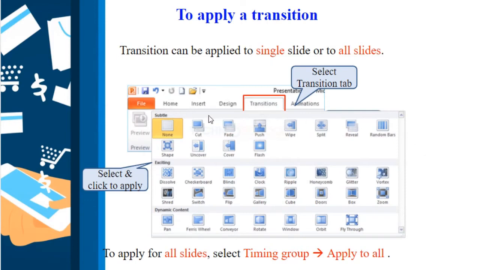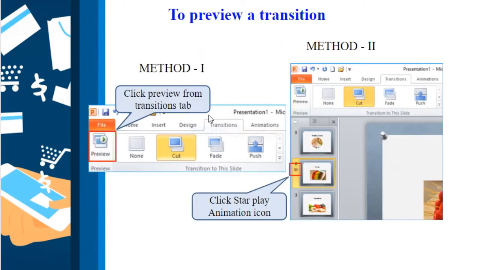To preview a transition, there are two methods available. You can preview the transition for the selected slide at any time using either of these two methods. First one, click the Preview command on the Transitions tab. Second method is to click the Play Animations icon, the star icon, that appears on the slide tab in the left pane beside any slide that has a transition applied.